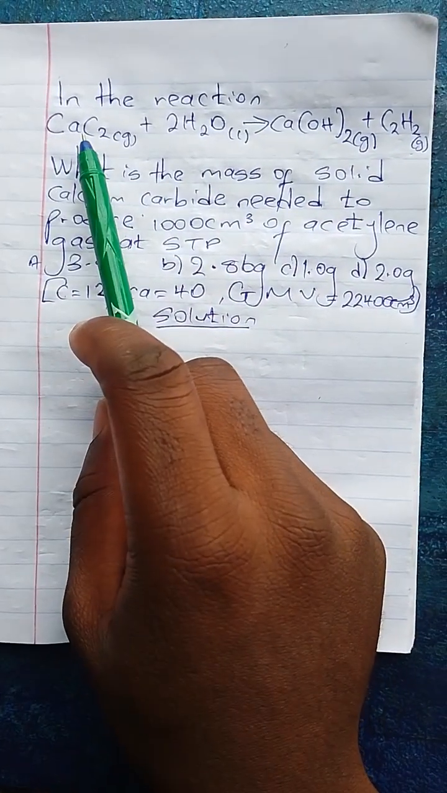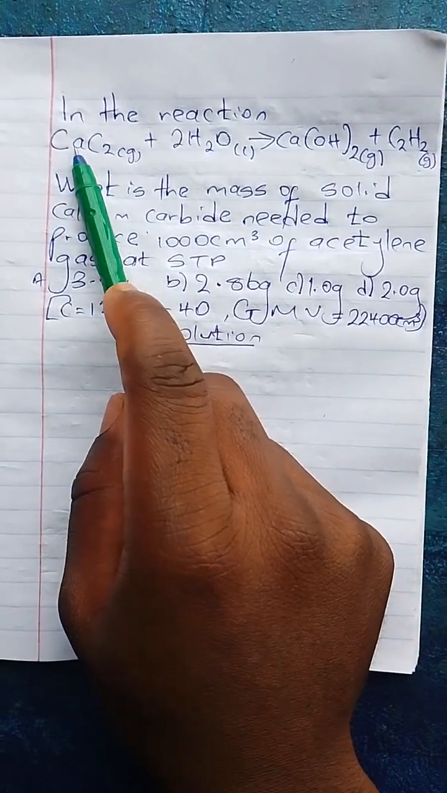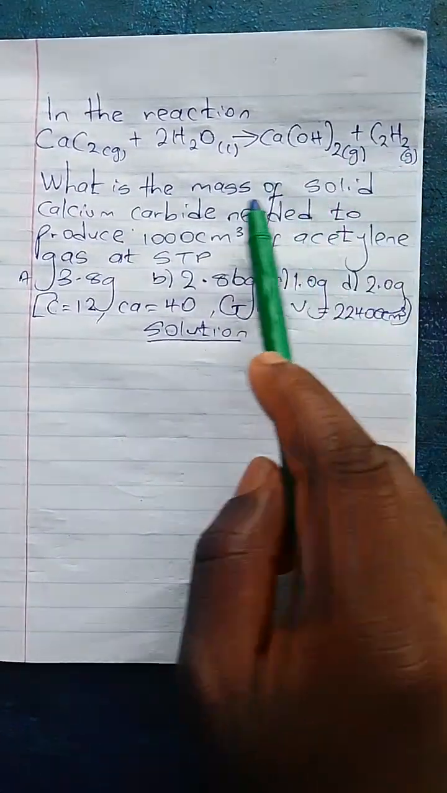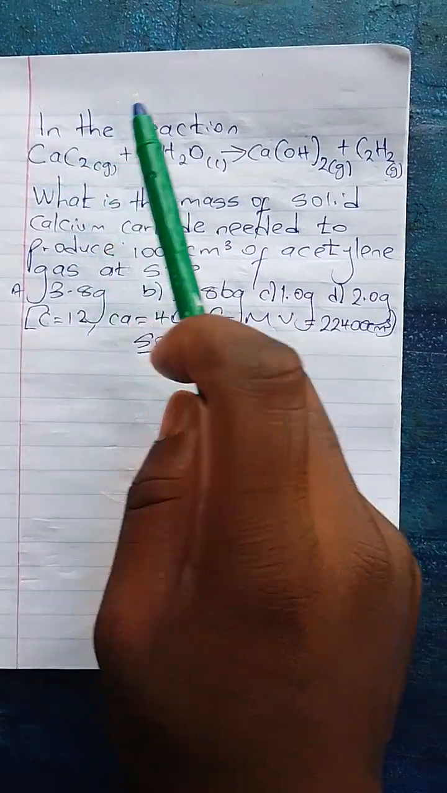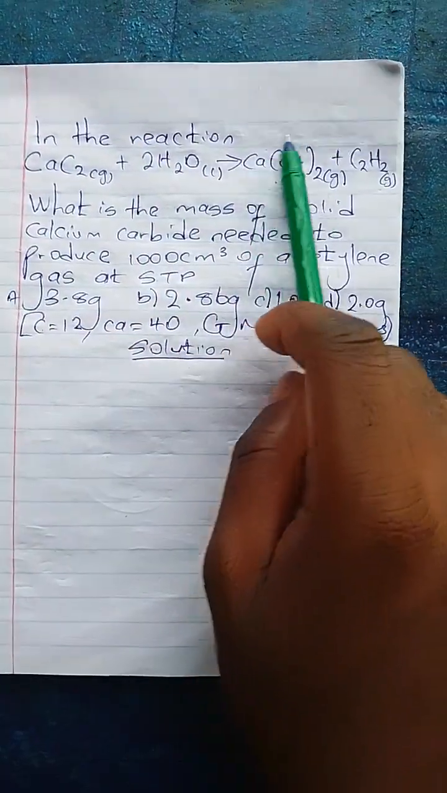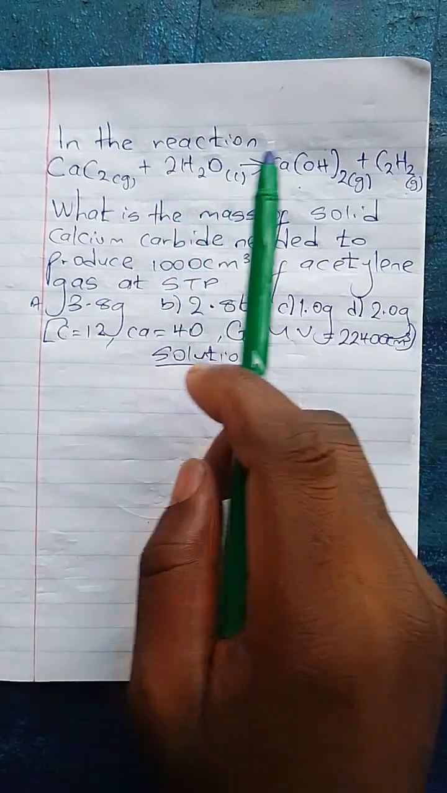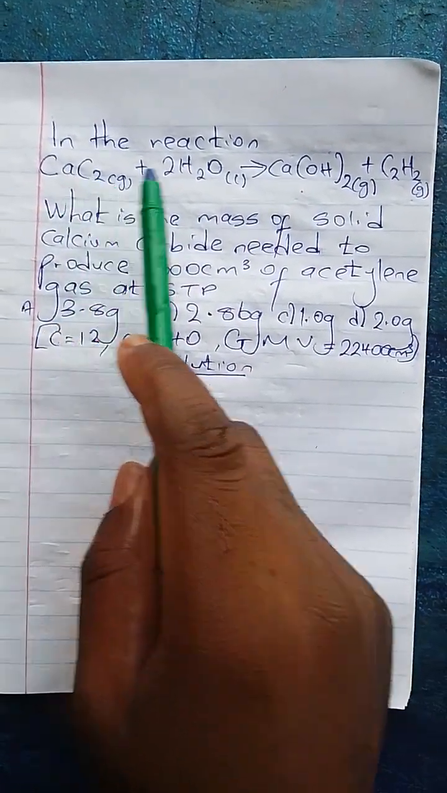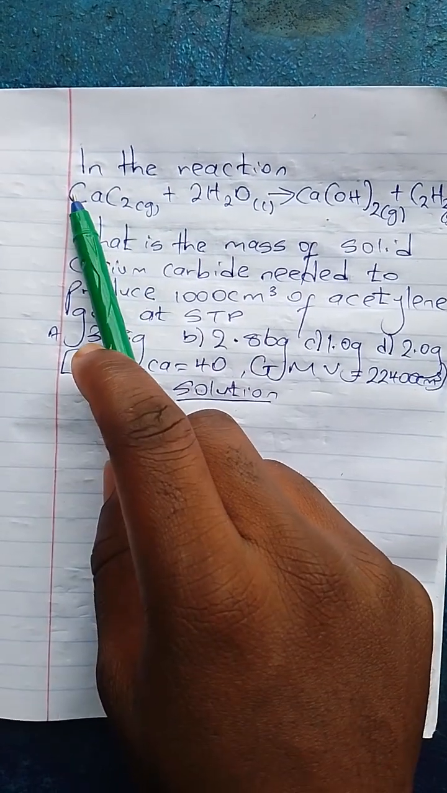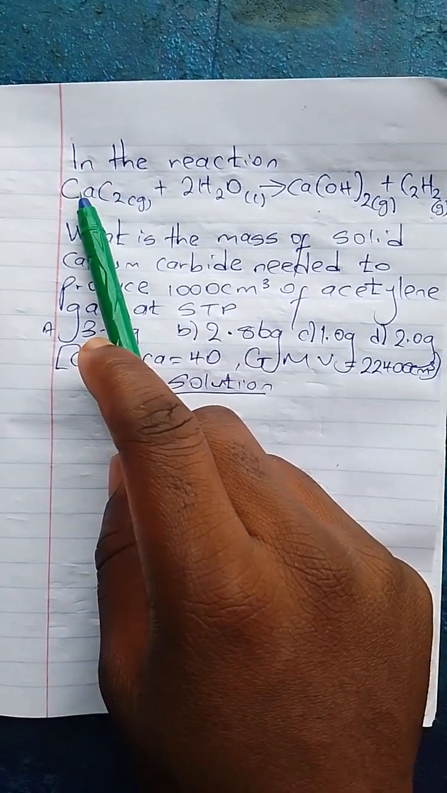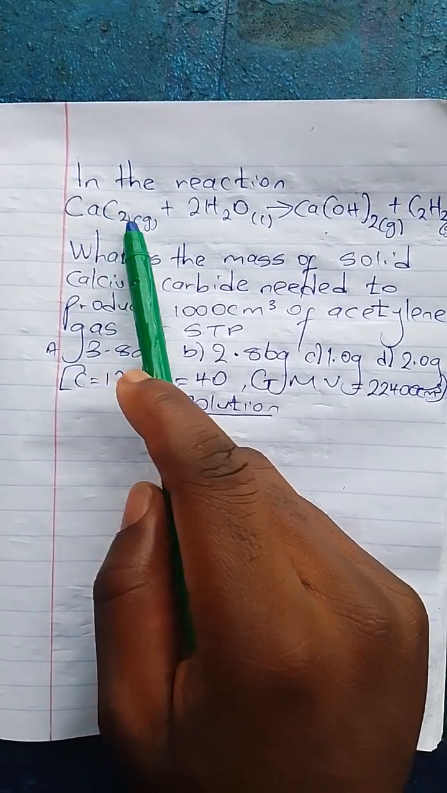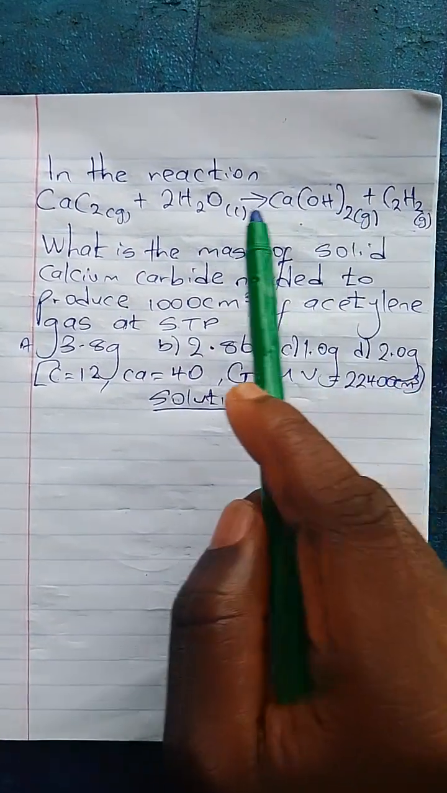But I always make sure I check if it's balanced. Now you can see the product side and the reactant side. In balancing an equation, the number of atoms on the reactant side, which is the left hand side, and the number on the product side, which is the right hand side, must be equal. So I have one calcium here, Ca is calcium, then C is carbon. This 2 means there are two carbons. I have two carbons here, and you can see I have two carbons here.